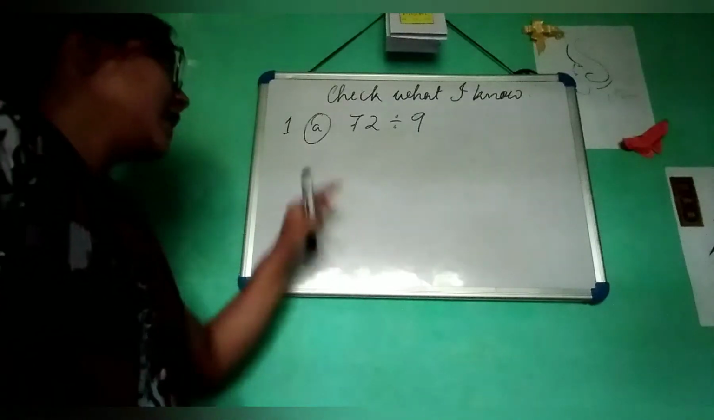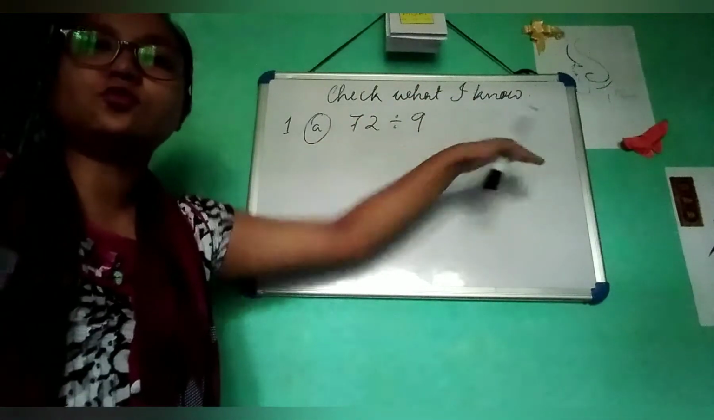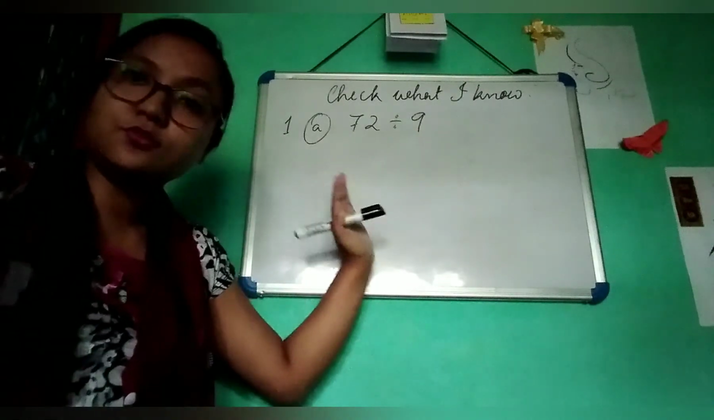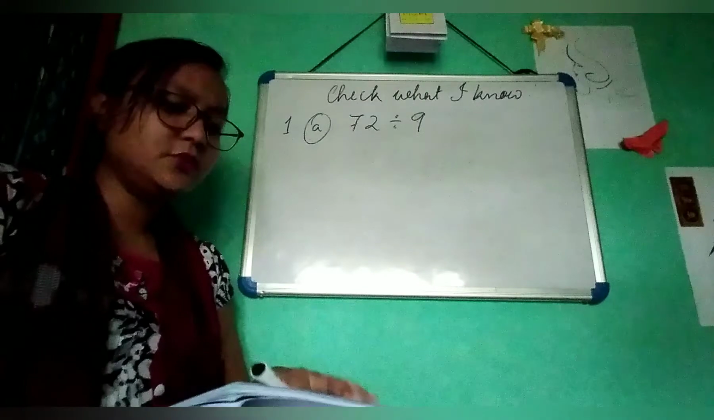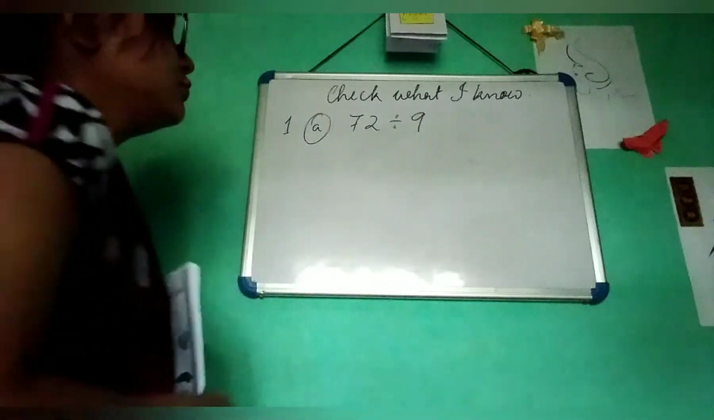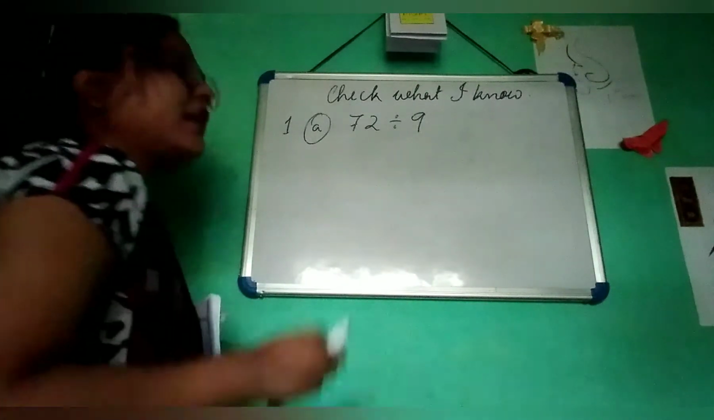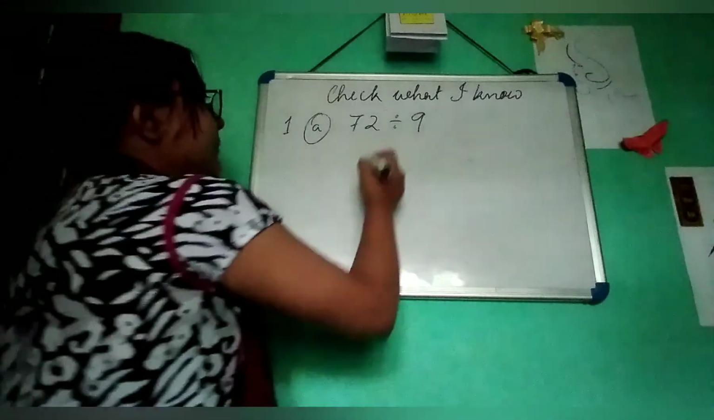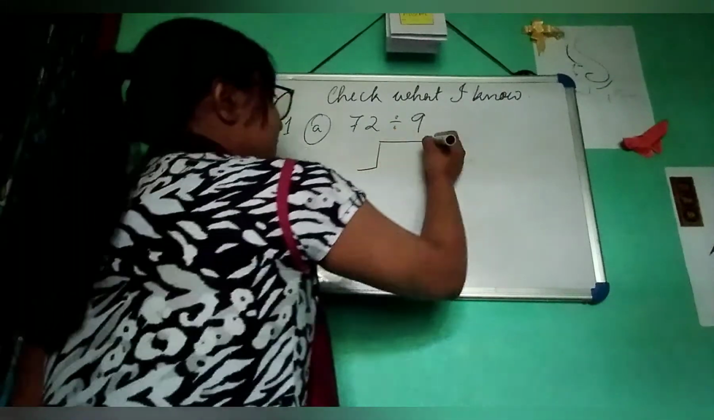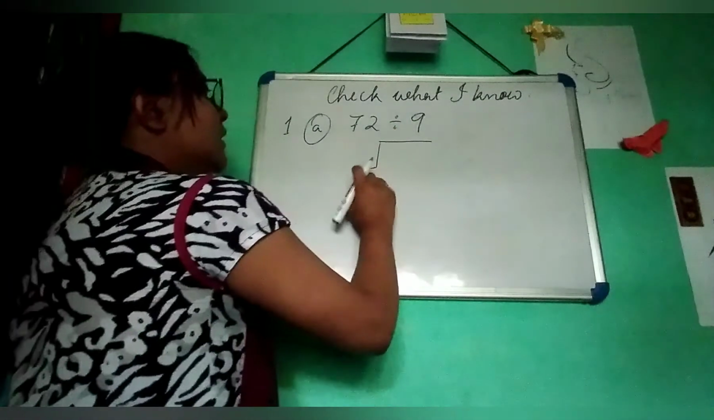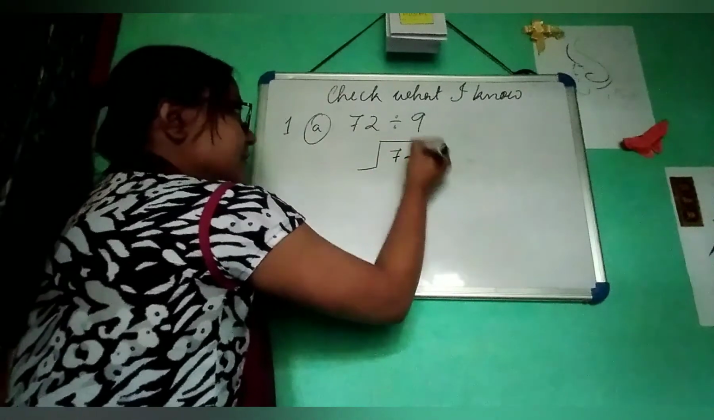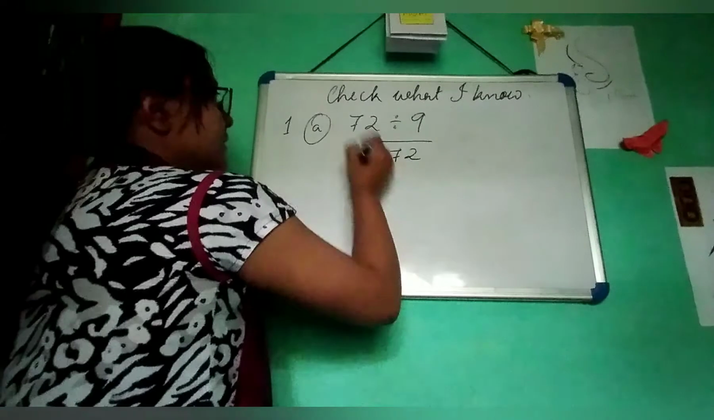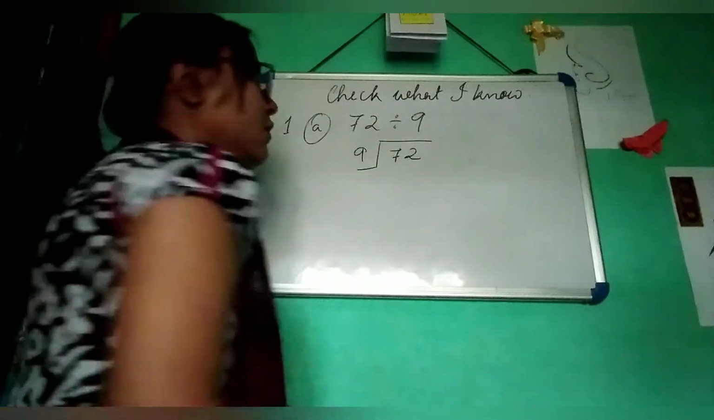Okay, they have given "Check what I know" to test your previous knowledge, so you need to do this one. No need to do the word problem; you do number 1. I am telling you how to do it. 72 divided by 9. Whenever the bigger number is there, we keep it inside. That means 72 should be inside and 9 outside.